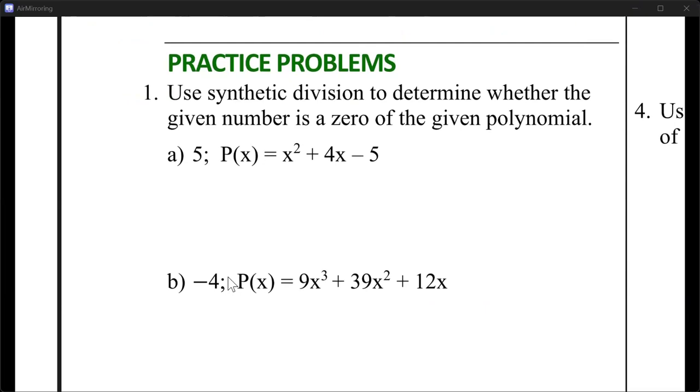Now we are doing practice problems on the two theorems and the synthetic division that we just studied. Use synthetic division to determine whether the given number is a 0 of the polynomial. Now this is only a restatement of the factor theorem in the question. Because if the given number is a 0, then x minus that number will be a factor. If k is a 0, x minus k is a factor. So this is like asking, is x minus k a factor of that polynomial, essentially.